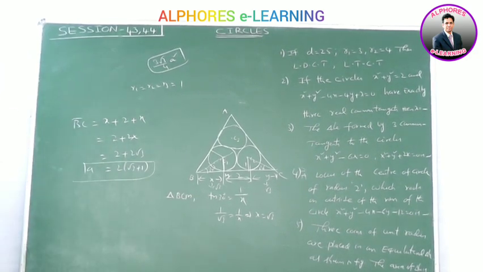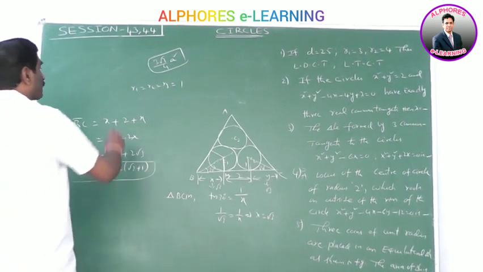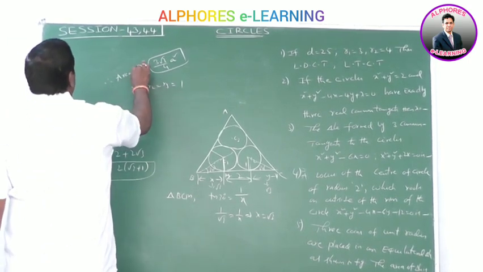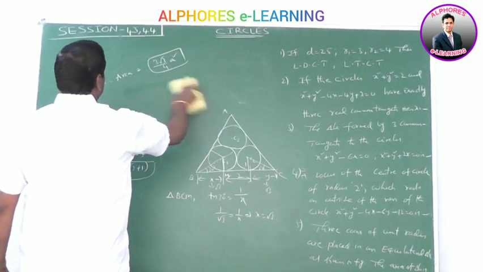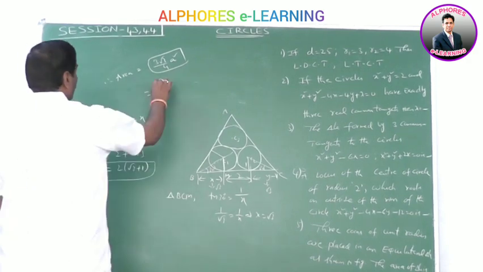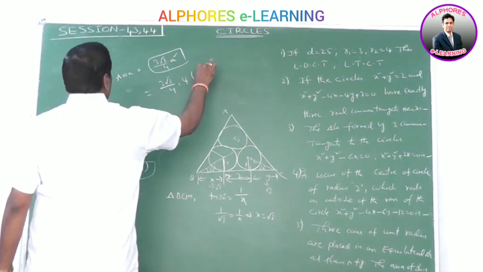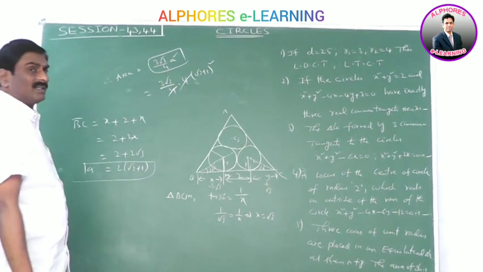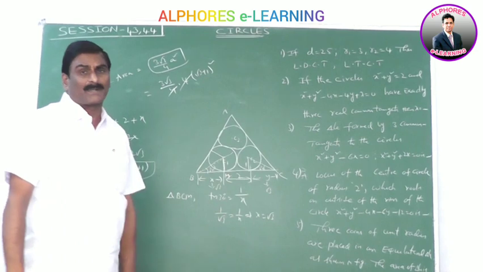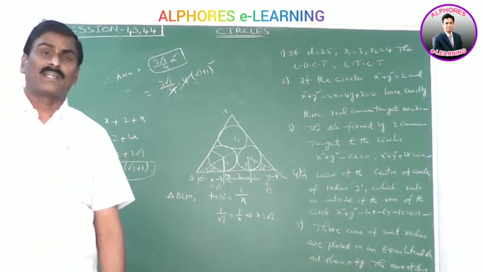If the side of an equilateral triangle is given, what is the area of the triangle? Therefore, area is equal to 3 root 3 by 4 into a square. 3 root 3 by 4 into a square means 4 into (root 3 plus 1) whole square. Here 4 cancels, giving 3 root 3 into (root 3 plus 1) whole square. Expand this value, and we get the area of the equilateral triangle.